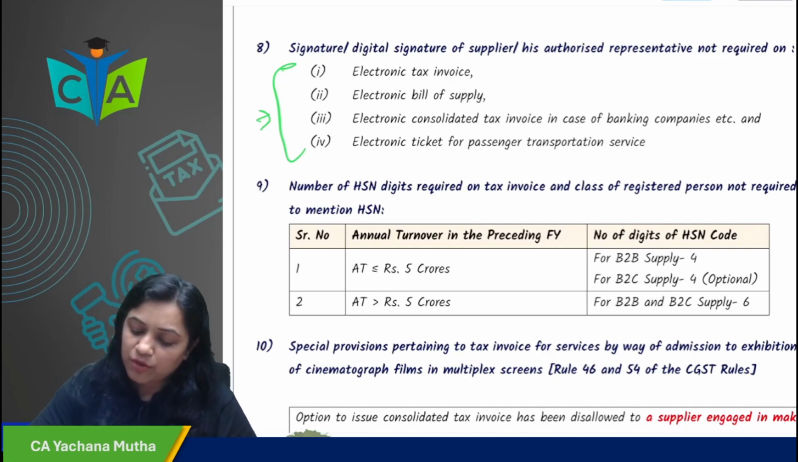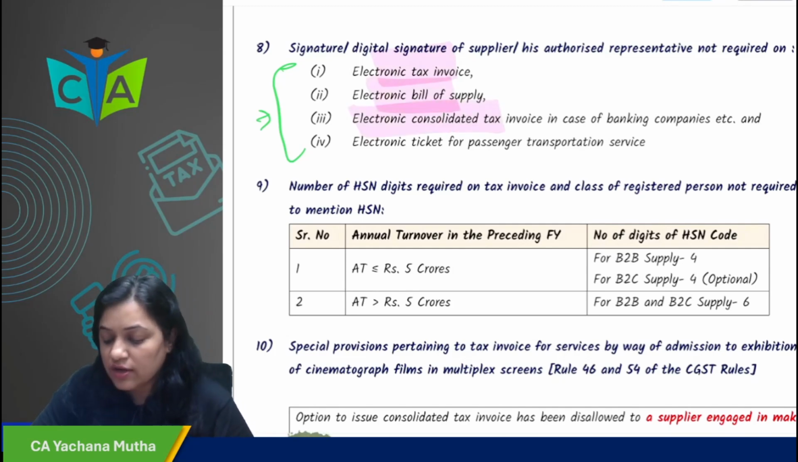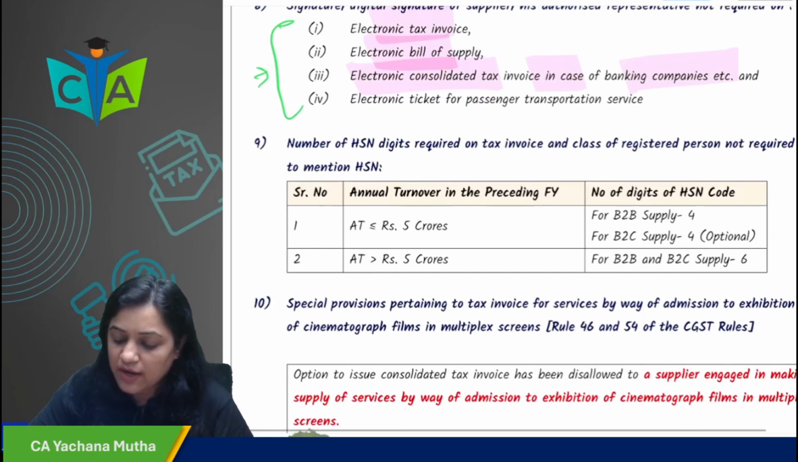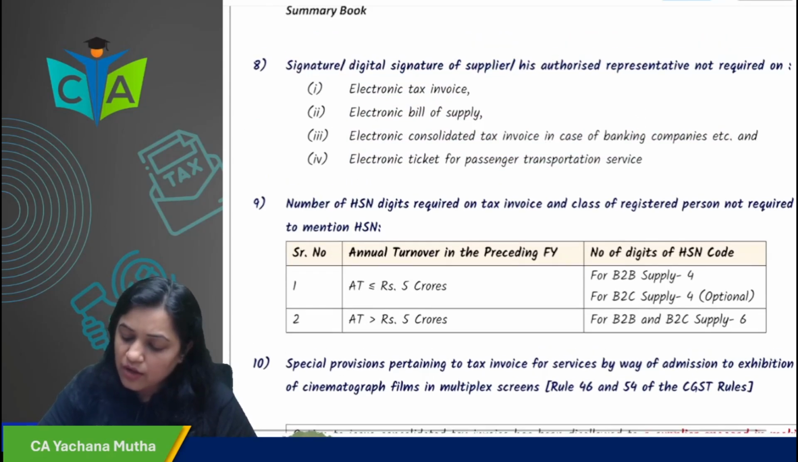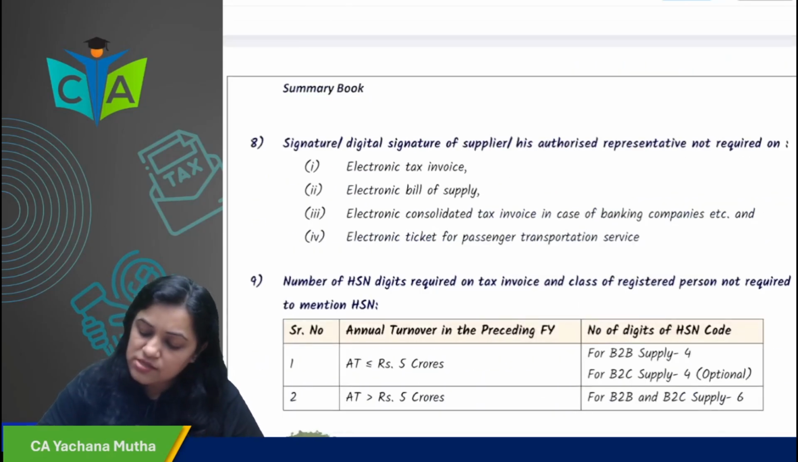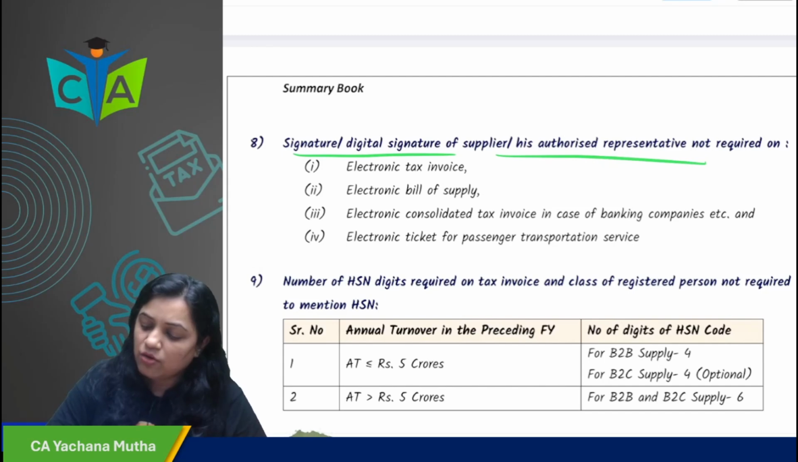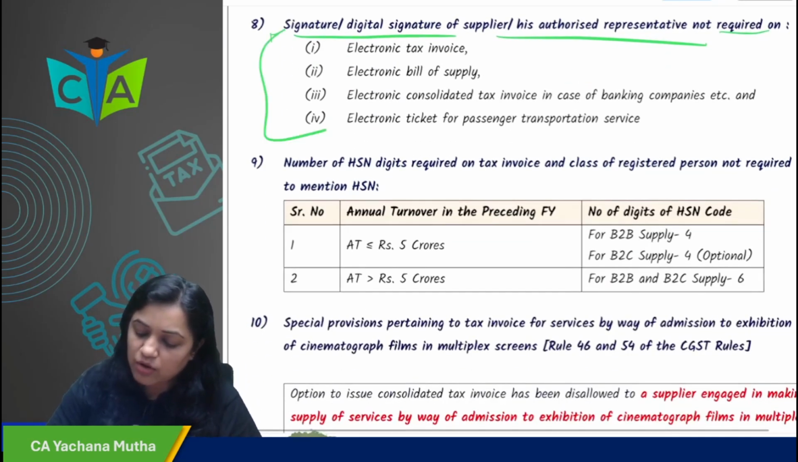Now, in these 4 electronic documents, the signature or digital signature of the supplier is not required. What are those 4 documents? Electronic tax invoice, electronic bill of supply, electronic consolidated tax invoice in case of a banking company, and electronic ticket for passenger transport service. So in these 4 cases, the signature or digital signature of the supplier or authorized representative is not required.